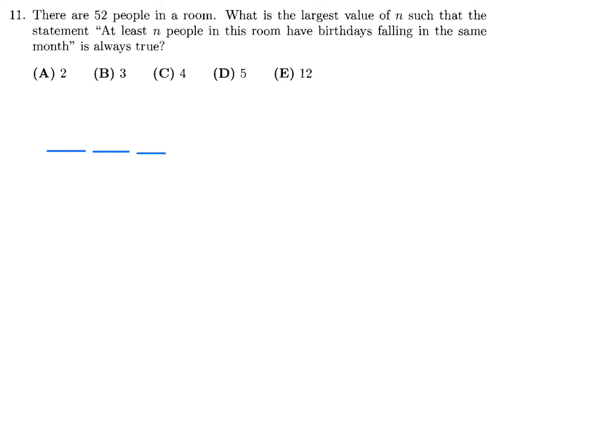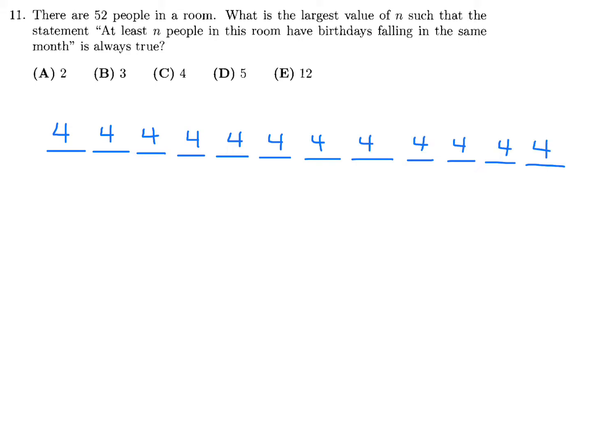Well, as you know, there are 12 months in a year. So if we were to take the 52 people and distribute them equally among the months, 4 born in January, 4 born in February, like that, then each of them obviously would have 4. But when you do that, it only equals 48, right? Because 12 times 4 is 48. But there's 52 people. So there's 4 additional people.